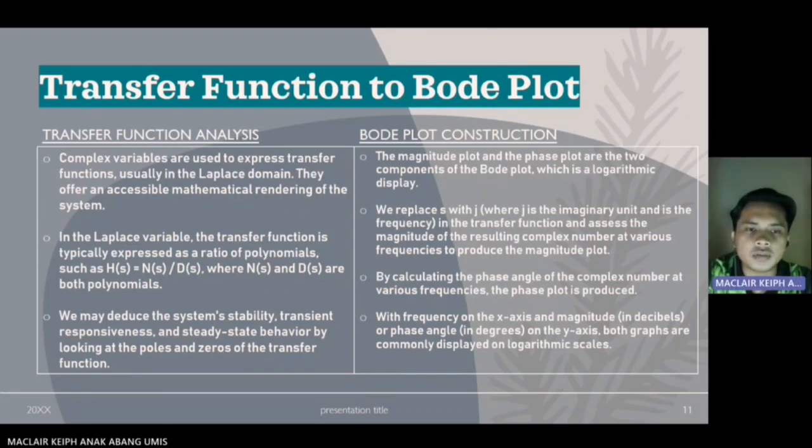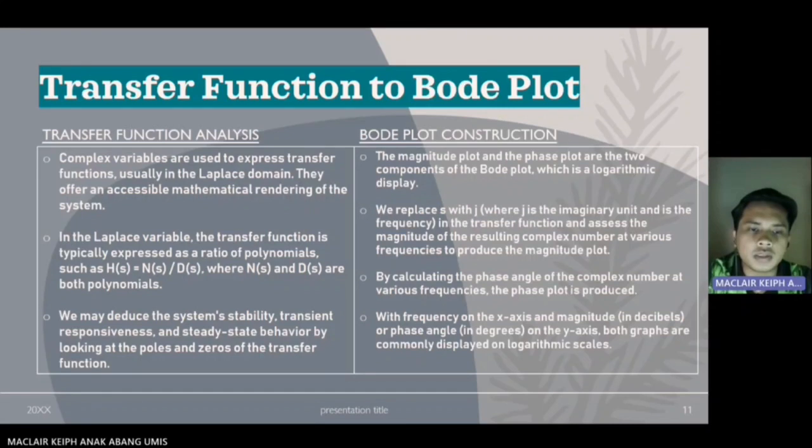Complex variables are used to express transfer functions, usually in the Laplace domain. They offer an accessible mathematical rendering of the system. In the Laplace variable, the transfer function is typically expressed as a ratio of polynomials, such as H equals N over D, where N and D are both polynomials.